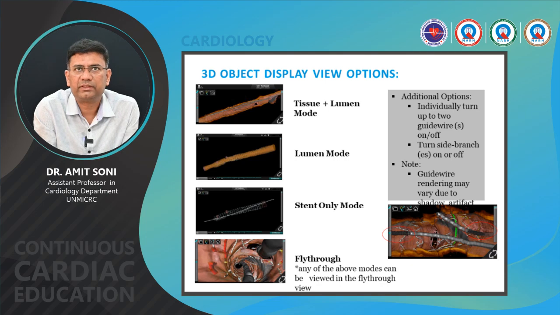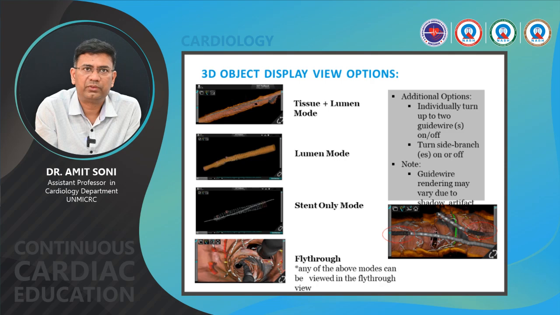So 3D object display options: tissue plus lumen mode, lumen mode and stent only mode, and a fly through. Any of the above modes can be viewed in a fly through mode. Additional options: individually turn on up to 2 guide wires, turn on side branches. Note the guide wire rendering may vary due to shadow artifact.